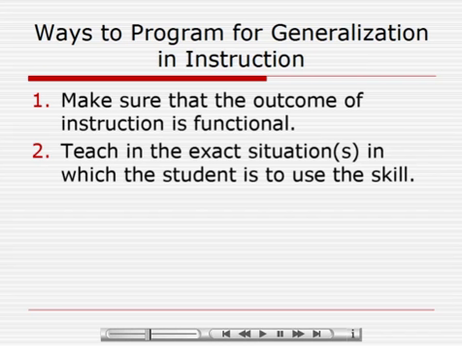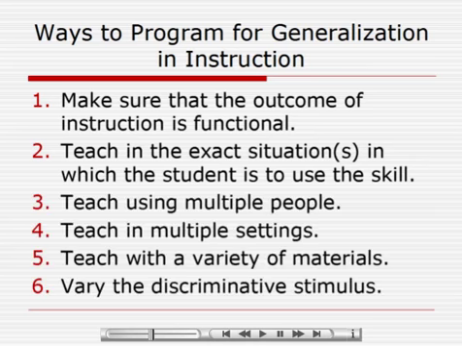The same thing for number 2. You need to teach in the exact situations in which the student is to use the skill, when at all possible. If you want a student to learn how to shop in a grocery store, then take them to the grocery store. If you want a student to be able to tell time, then you need the student to be able to wear a watch, look at the watch, and tell time in that actual setting. So the first 2 need to be considered at all phases of instruction.